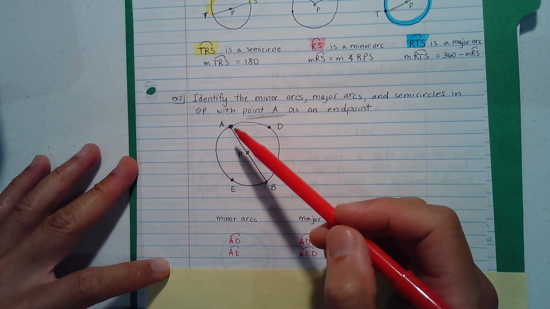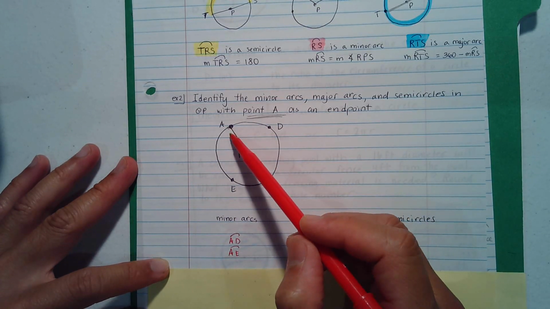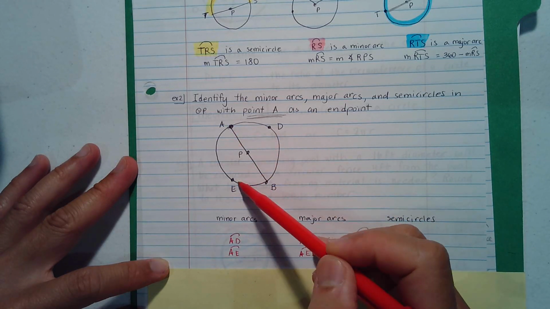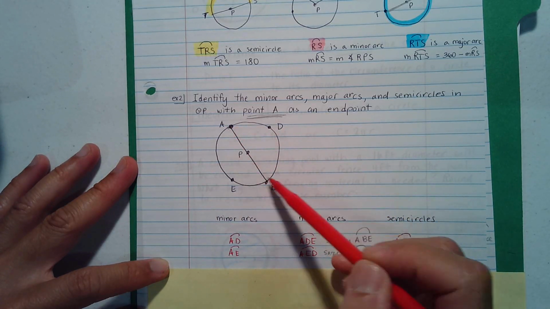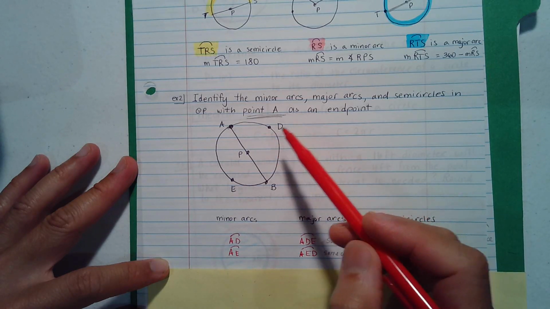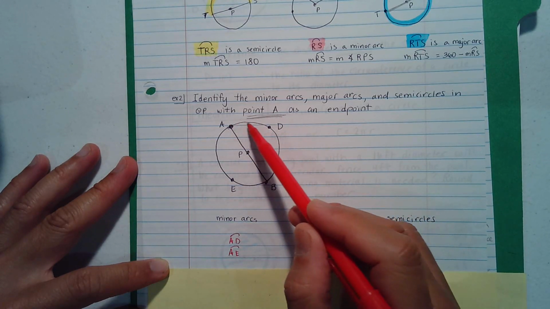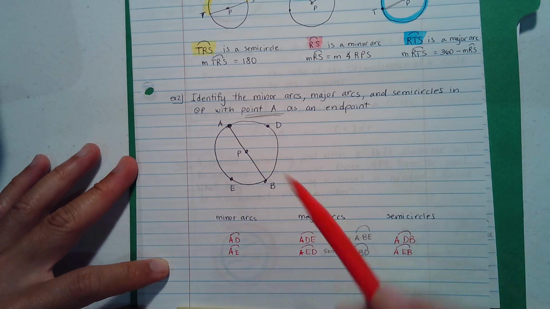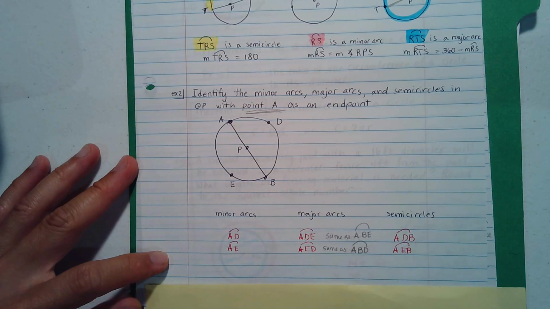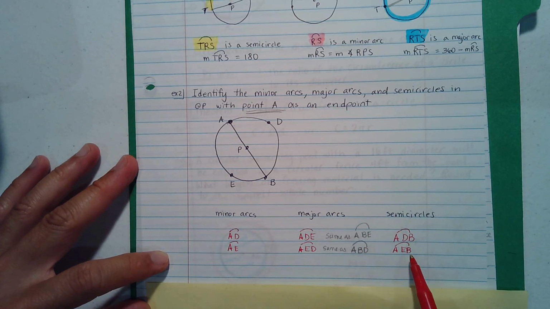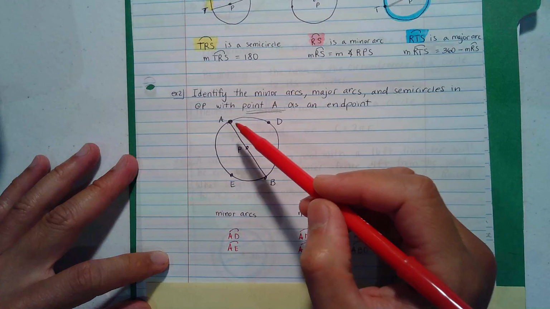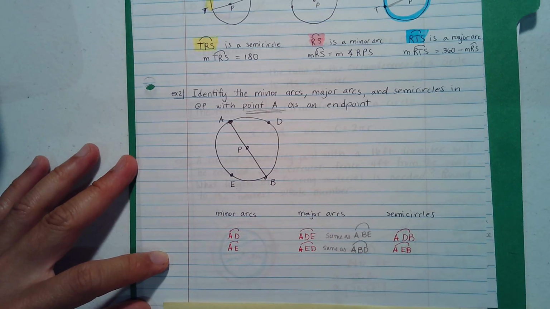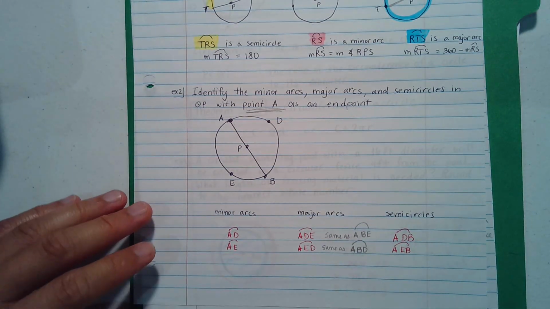Major arcs are going to be greater than a semicircle. So AED, or you could say ABD, same thing, that's a major arc. And also ABE, that's a major arc as well because it's greater than a semicircle. Semicircles are going to be just half. So AEB, ADB. Those are the semicircles.